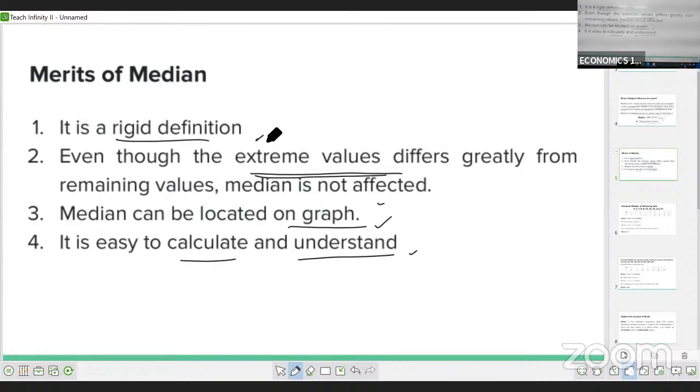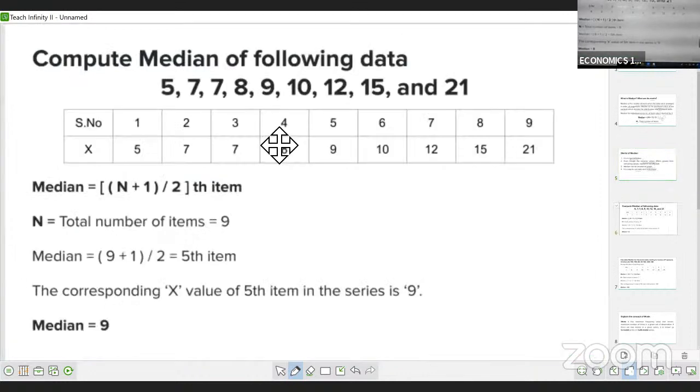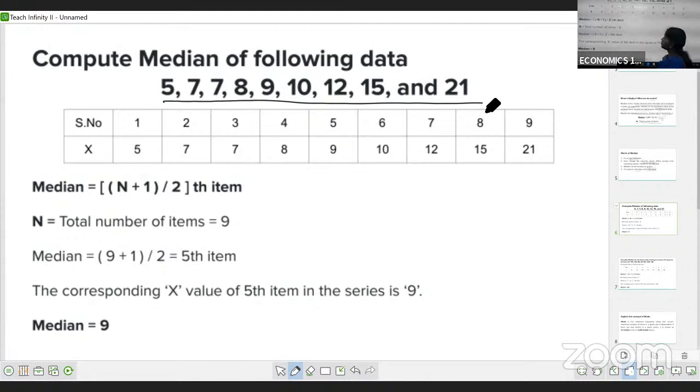Next, let's go with another question. You understood the median definition and its merits. Now we have an example. They may ask you to solve and find the median. Let's see the next question: compute the median for the following data. They will give you some data. So what you need to do first is arrange this data.